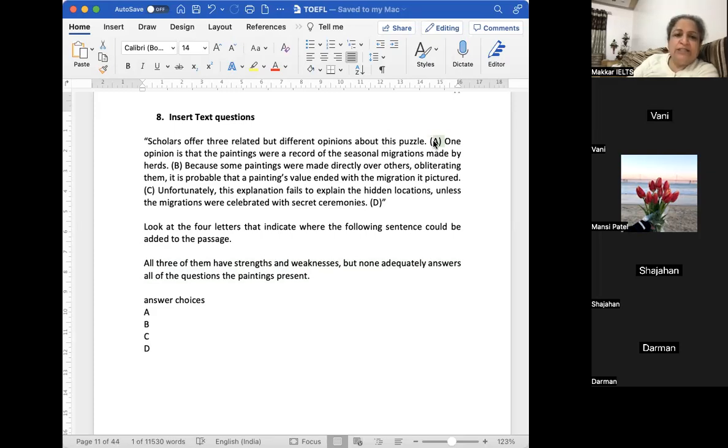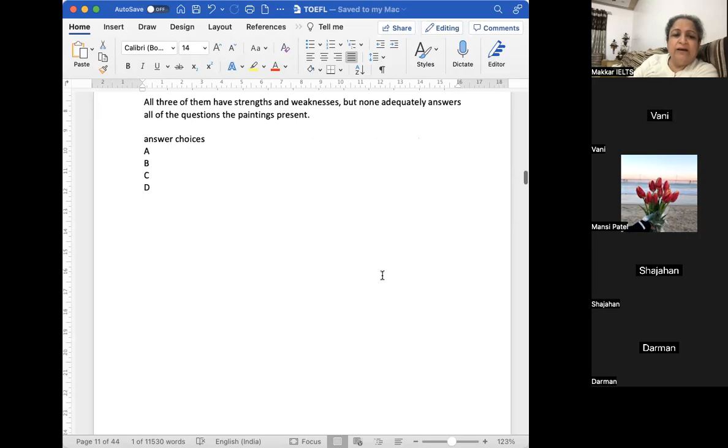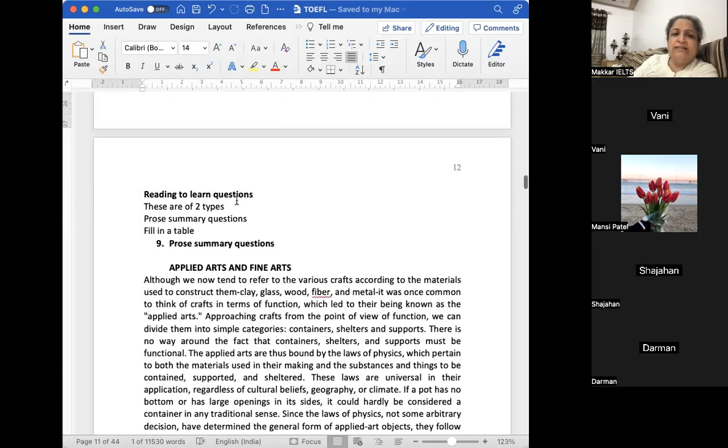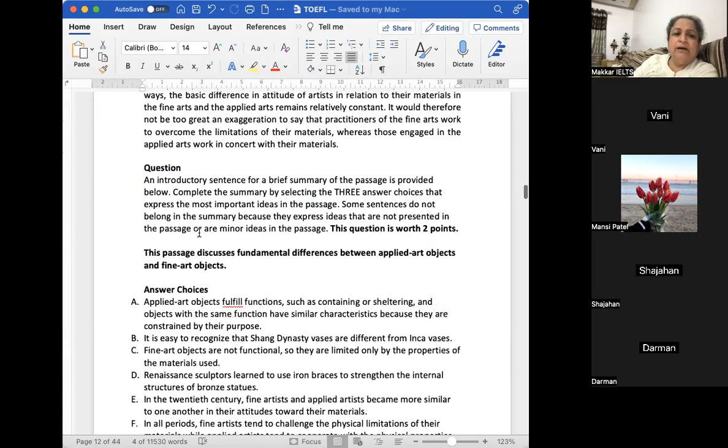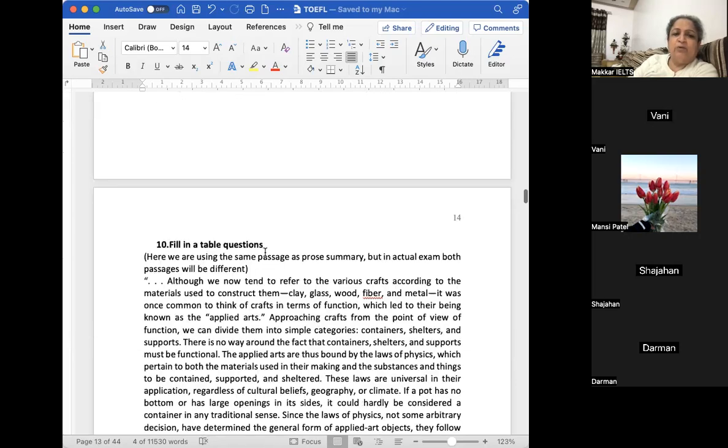Now these are 8 questions, and out of the reading to learn questions, these are of 2 types. Either it is prose summary or fill in the table. I'll tell you what this means. These are lengthy passages and different in both, but only one question is asked. Either it will be a prose summary or it will be a fill in the table question.